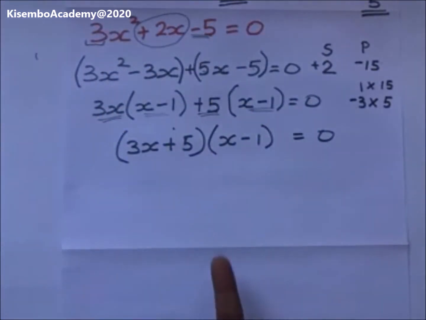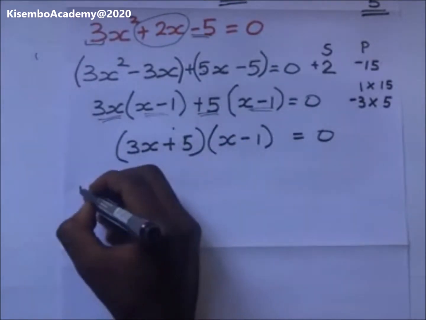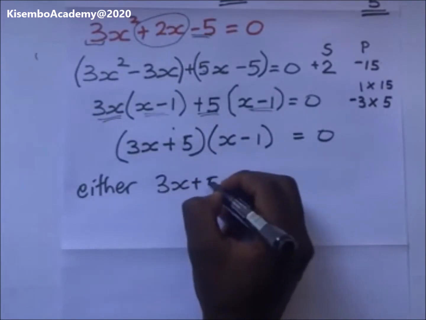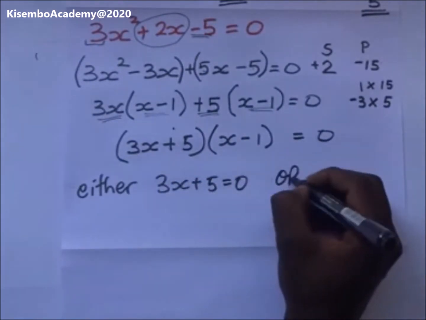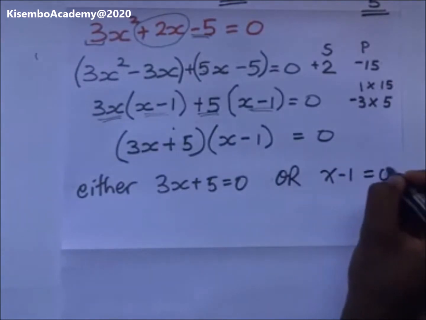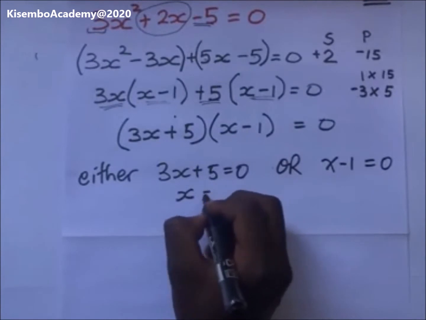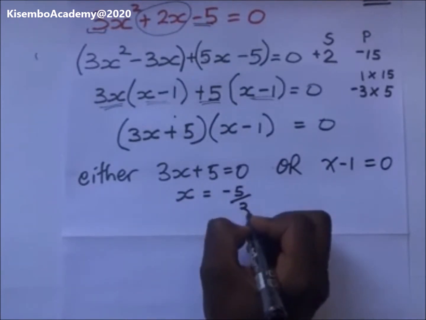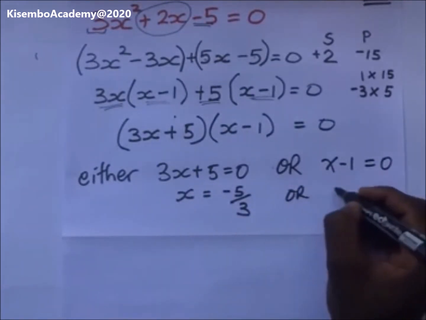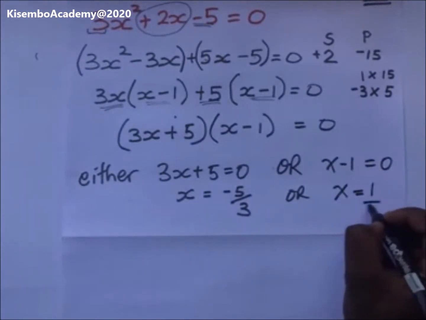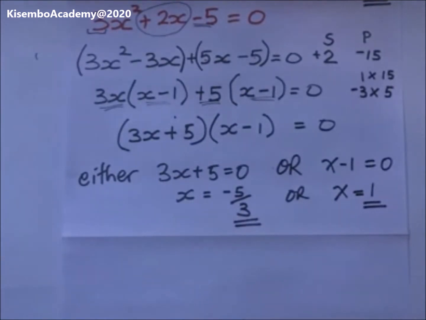So after factorization, we go ahead and find the value of x. From this point, it is either 3x plus 5 is equal to 0, or x minus 1 is equal to 0. And when we make x the subject of the formula here, our value of x is going to be negative 5 over 3, and our other value of x, when we make x the subject of the formula, is going to be equal to 1. So the two values of x for that expression are negative 5 over 3 and 1.